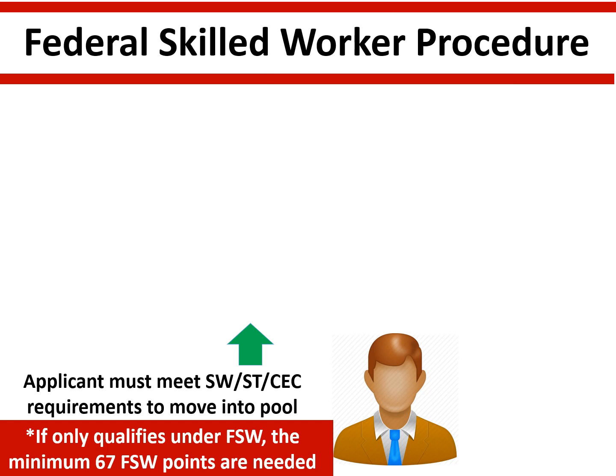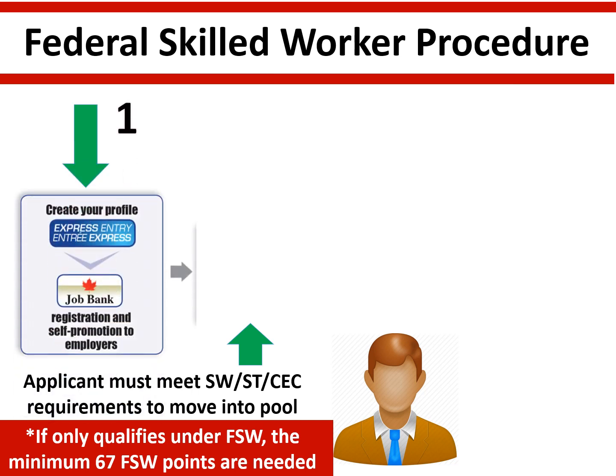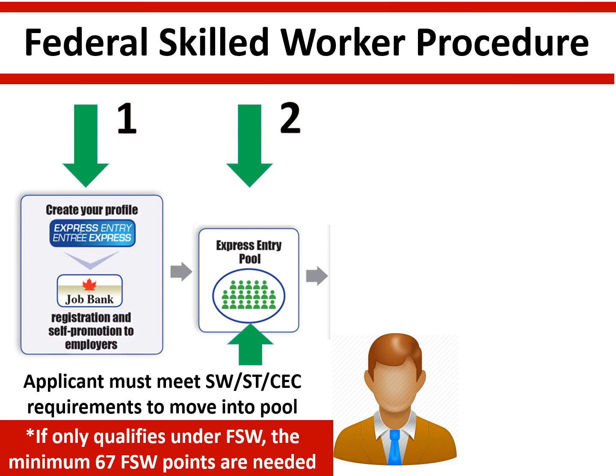So let's take a look just quickly again at those procedures that are needed in order for someone to immigrate under the Federal Skilled Worker Program. So first of all, they need to create that profile in Express Entry. Now the very, very important part is here in step 2. So remember that people need to meet those requirements of the Skilled Worker Program, Skilled Trades, or Canadian Experience Class in order to move into that Express Entry pool of candidates.